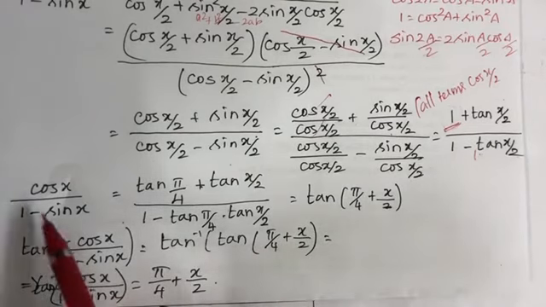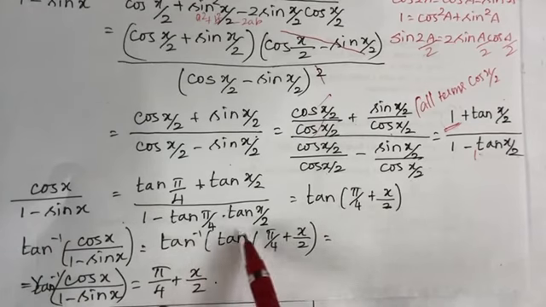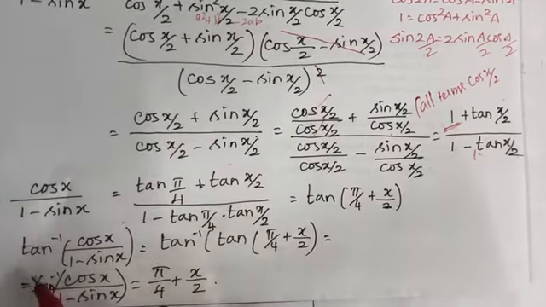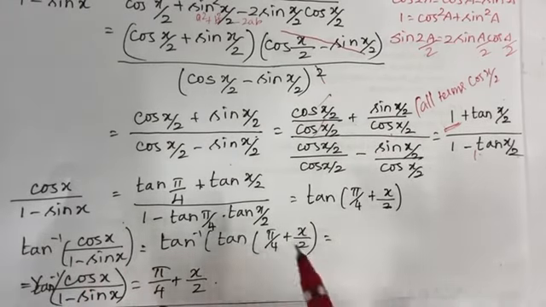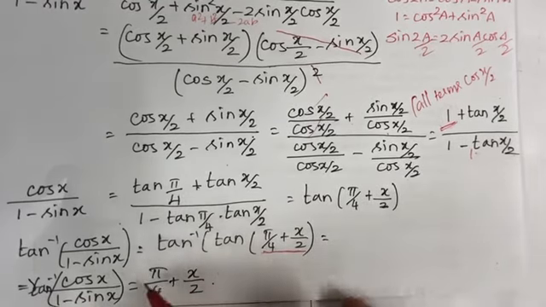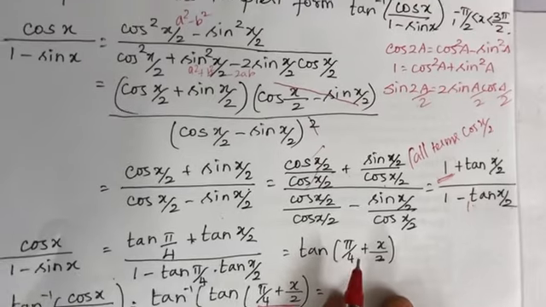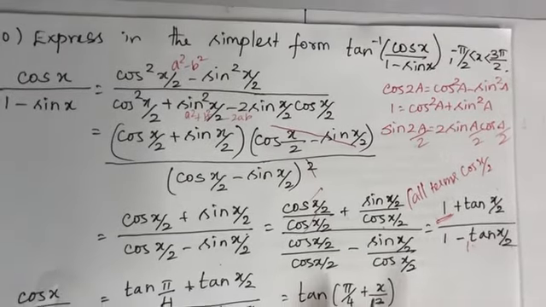That is what is given here. We have taken tan inverse on both sides. So, tan inverse and tan will get cancelled. It is pi by 4 plus x by 2. So, tan inverse of cos x by 1 minus sin x is equal to pi by 4 plus x by 2. This is the simplest form. We have to write the expression in simplest form.